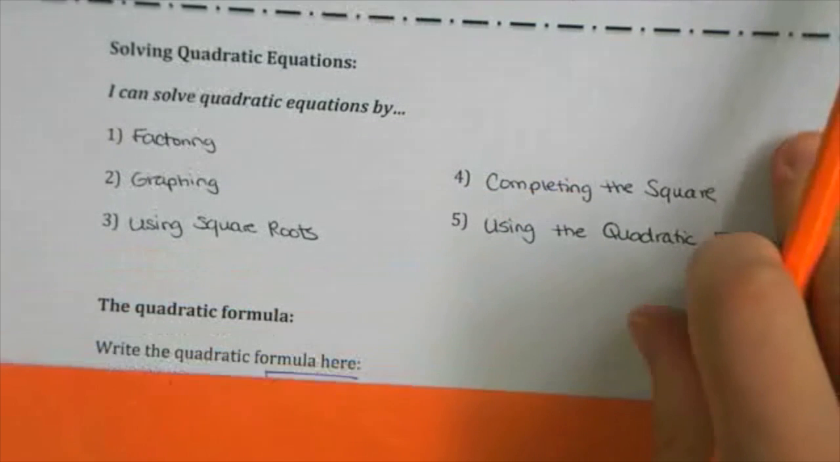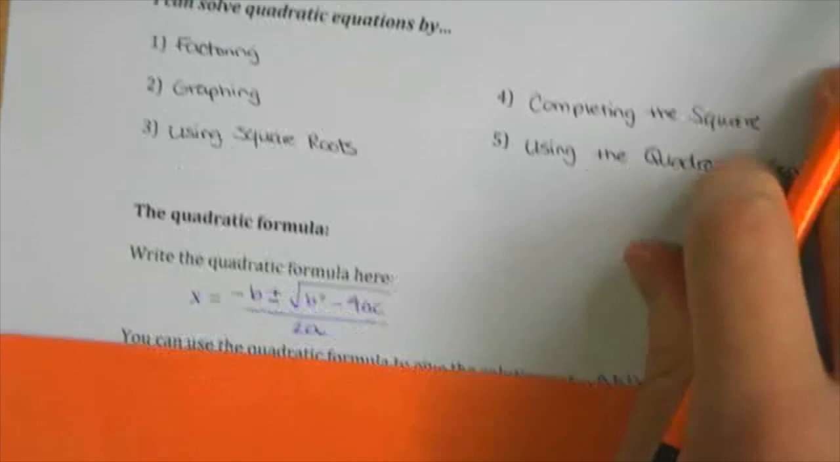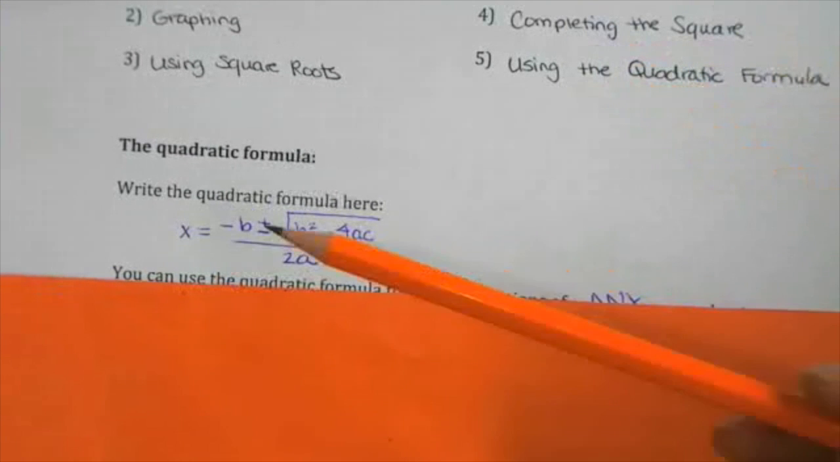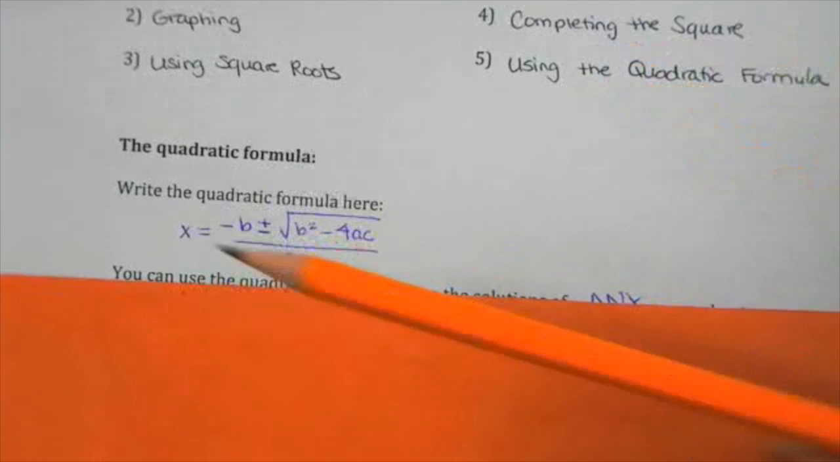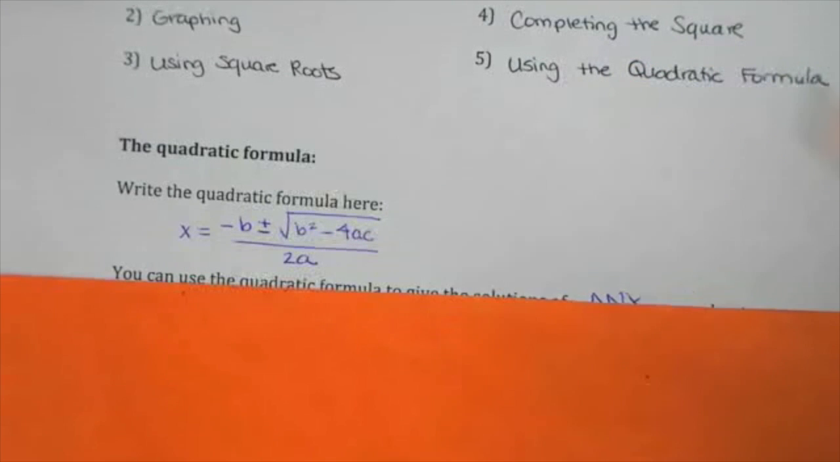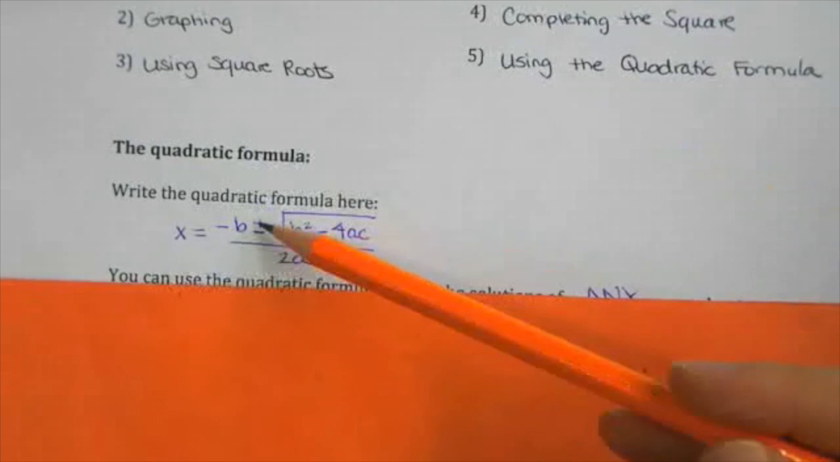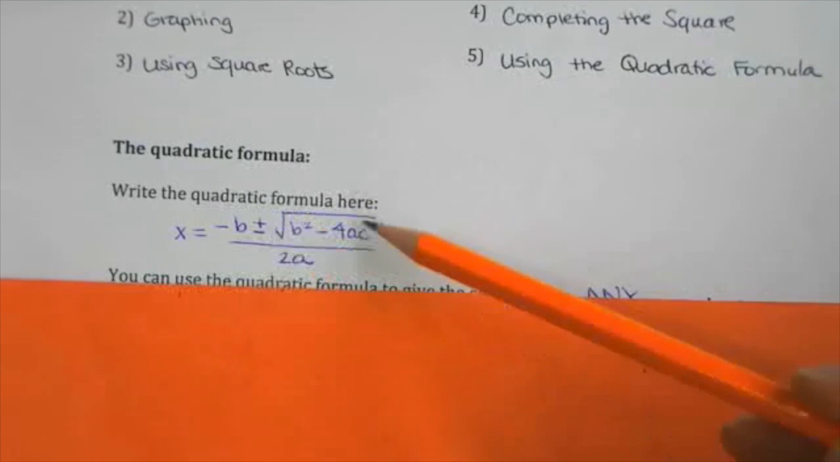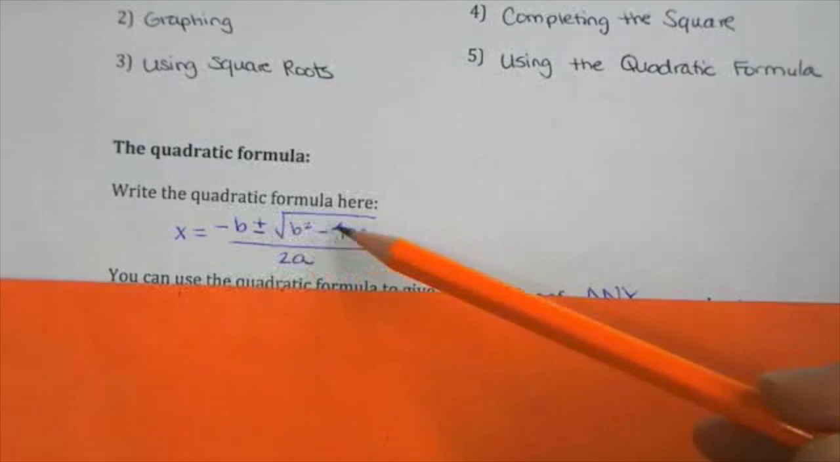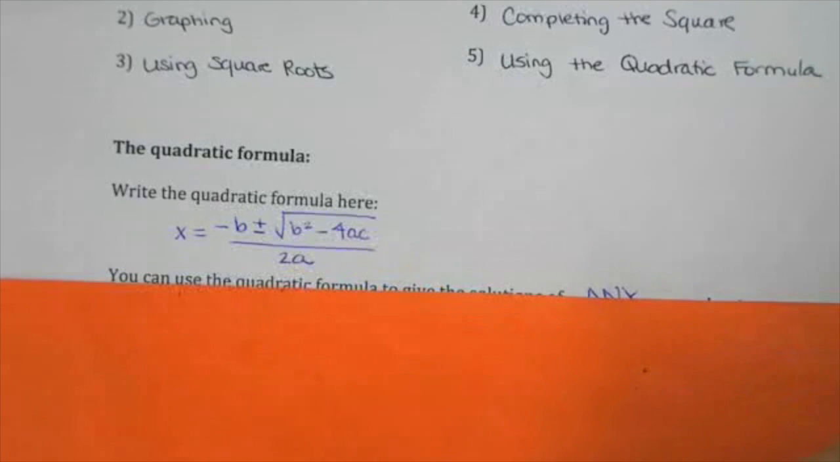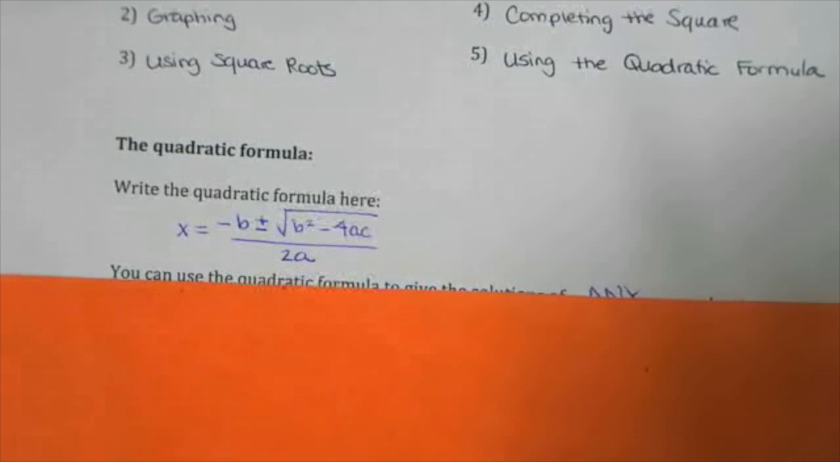So the quadratic formula is this. X equals negative b, or opposite of b. I like to think of it as opposite of b, but you can think of it as negative either way. Opposite of b plus or minus the square root of b squared minus 4ac, all over 2a, or all divided by 2a.